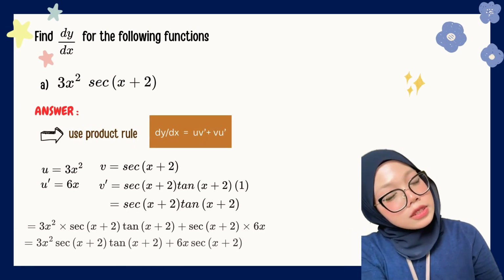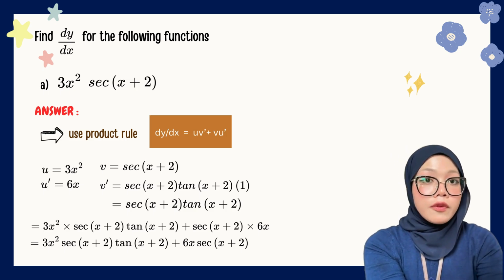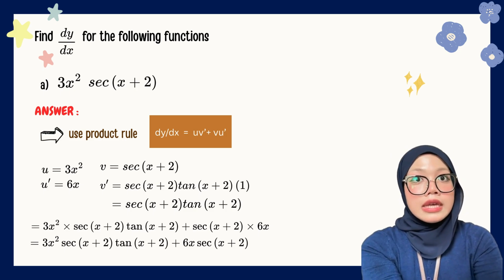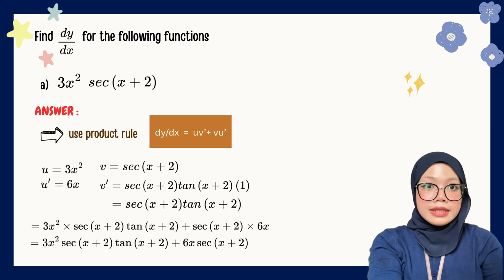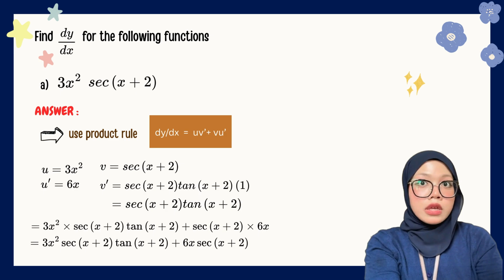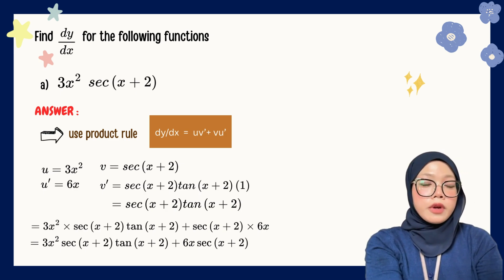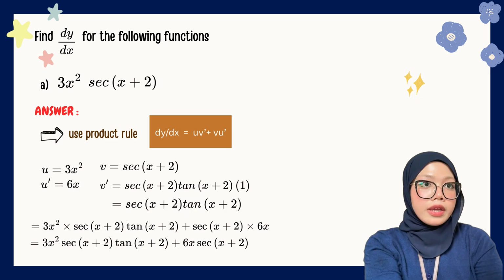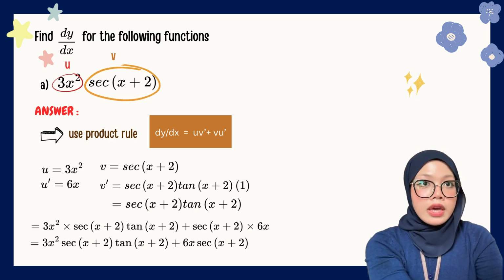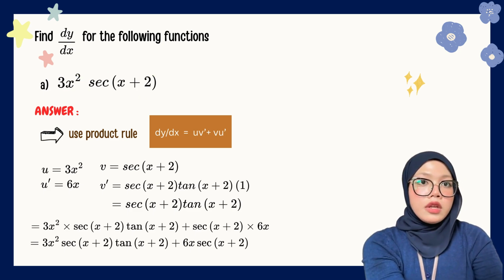Let's move to question number 2a. From question number 2a, we need to find dy/dx for 3x squared secant x plus 2. This is a product of two functions, so we will use the product rule. The product rule says dy/dx equals uv prime plus vu prime. u is 3x squared and v is secant x plus 2. We need to differentiate u and v to get u prime and v prime.